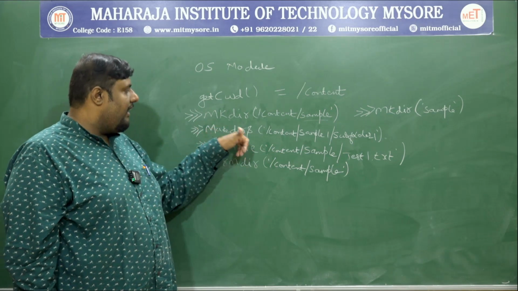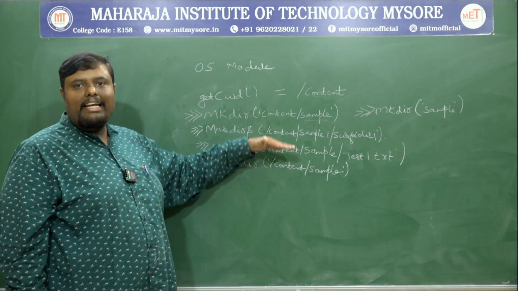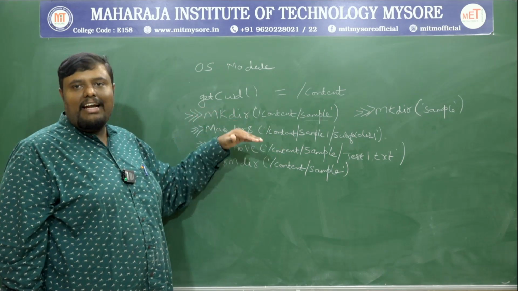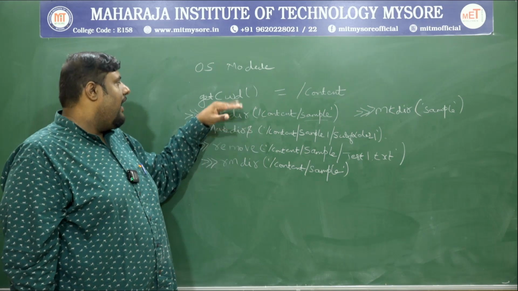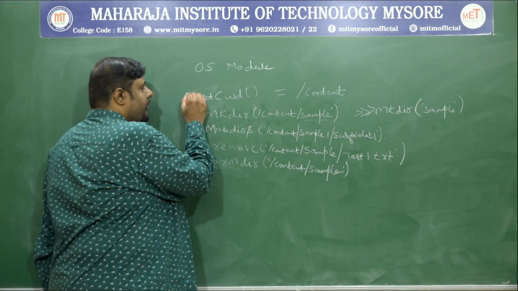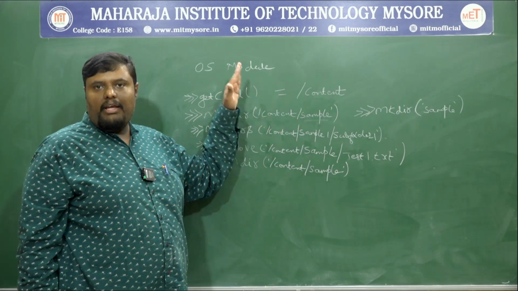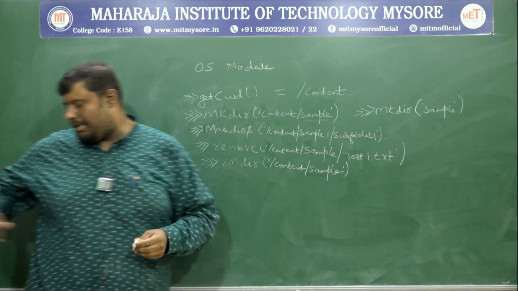And makedirs is for creating multiple folders at the same time. Mkdir is creating one folder at a time. And getcwd is to get the current working directory. These are the first set of commands.